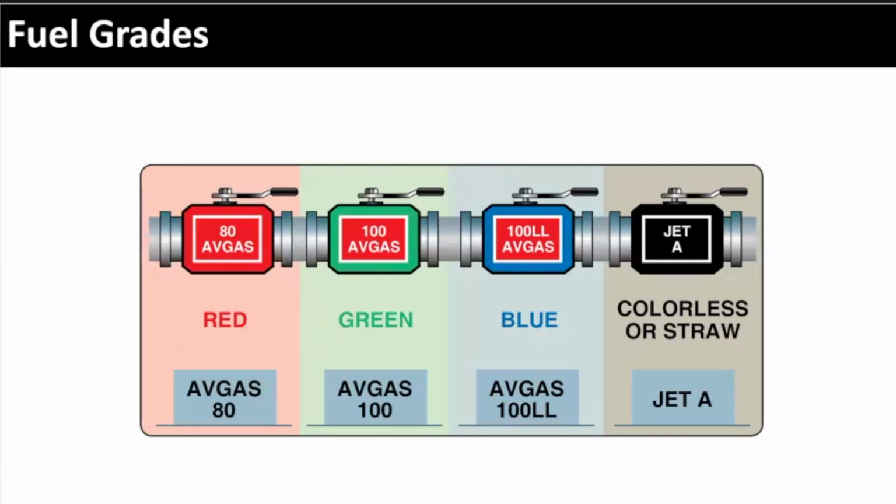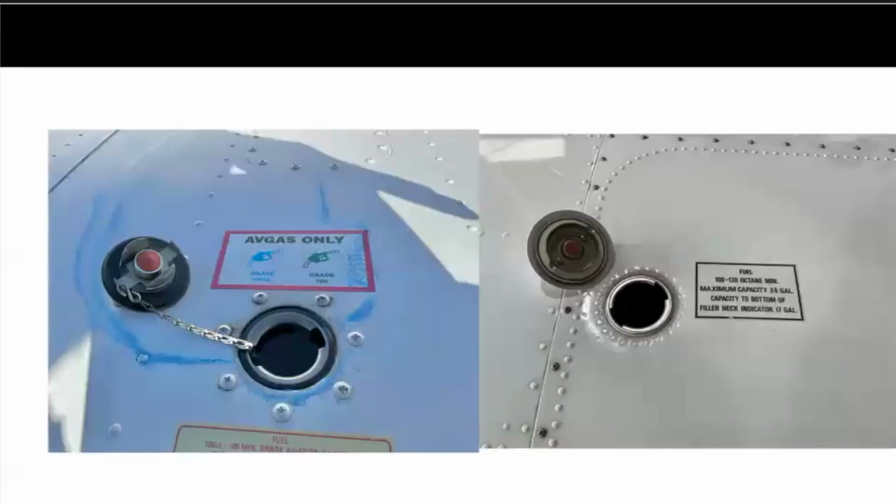And then jet fuel is going to be colorless or kind of a straw color. For those who care, right? On the top of the wings, you're going to see it says we only use this kind of aircraft fuel.